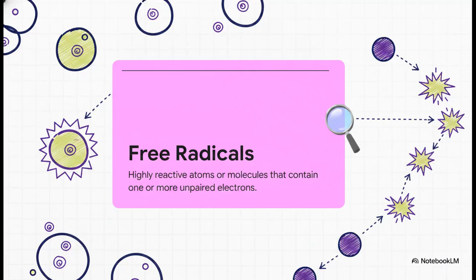At a purely chemical level, free radicals are highly reactive atoms or molecules that contain one or more unpaired electrons. Now, because electrons absolutely love to be in pairs, these guys essentially act like microscopic thieves. They're constantly roaming around looking for a match, and they'll aggressively steal an electron from a nearby molecule just to stabilize themselves. And in doing so, they kick off a wildly damaging chain reaction right inside the cell.